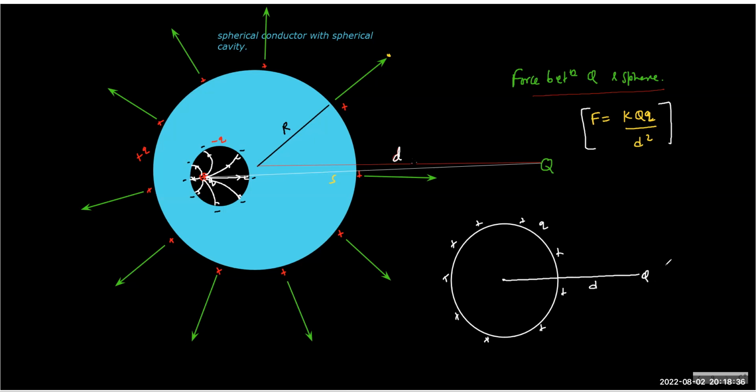K Q by R square. And the R must be the D. The D must be taken from the center of the sphere, not from the actual charge location. Okay. Is this clear, guys?